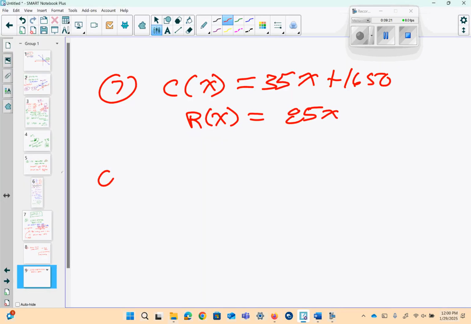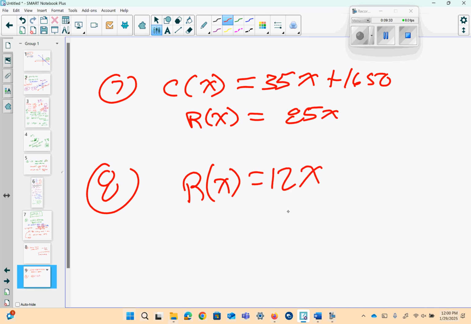So problem number 8, they said a manufacturer sells widgets, $12 per item. So R of x equals 12x. And then the fixed costs are $1,600 with variable costs being $8 per unit. So that's our cost.